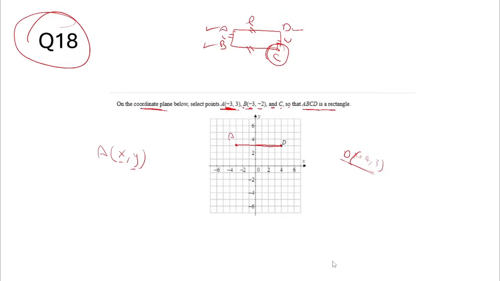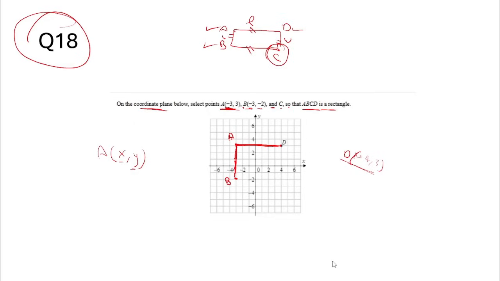It's the same level as D, by the way. Okay, this is A. Point B is x minus 3: 1, 2, 3. So it's here. And y is minus 2: 0, 1, 2. So this is B.